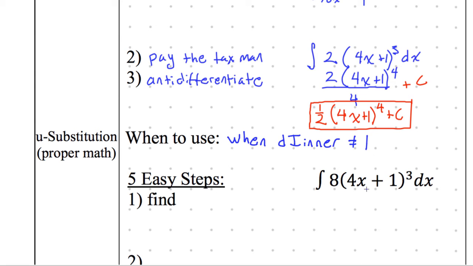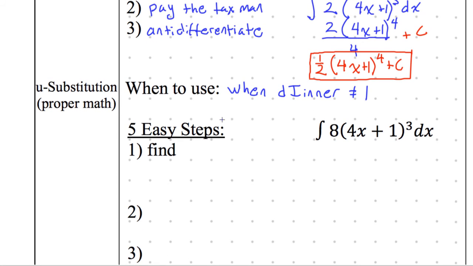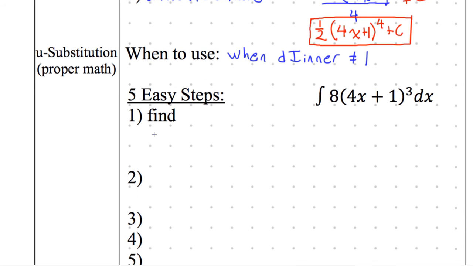So again, our inner here is 4. It's definitely not 1. I'm looking at the inner, 4x plus 1. The derivative of 4x plus 1 is 4. It's not 1. So I'm going to be using U-substitution. You can be using U-substitution or Taxman unless I force you to do one way or the other. So instead of finding 3 things, because there's no Taxman, you only need to find those 2 things.